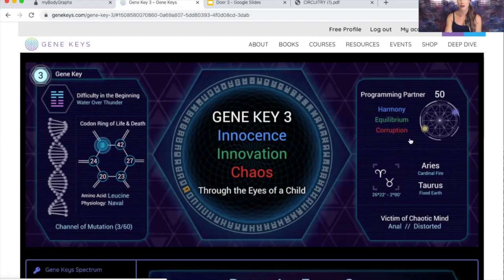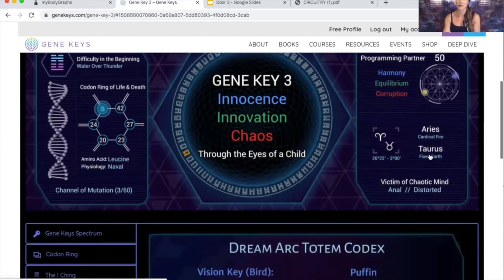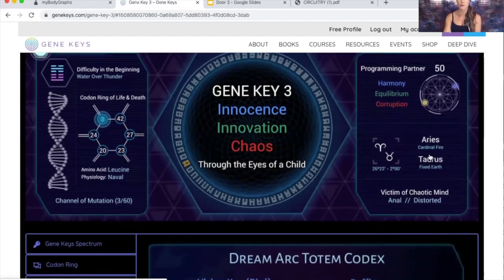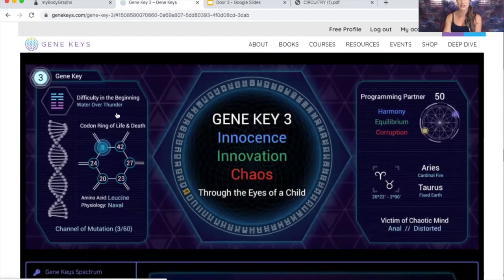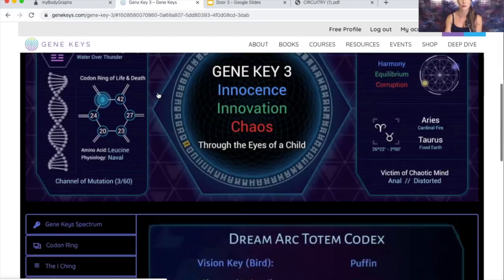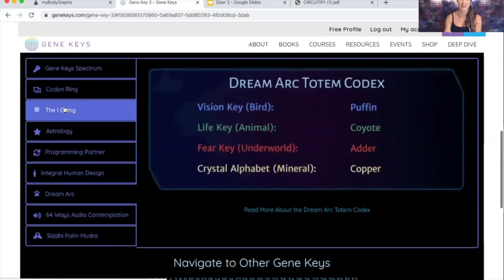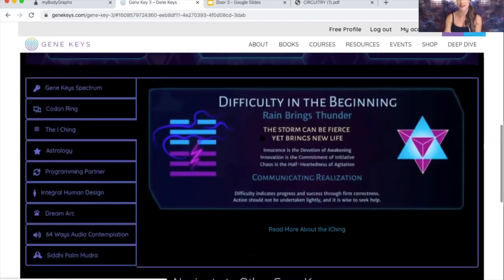This part of the cross will be as well in the activation sequence for the gene keys. If you're born this week and have the 3 as your life's work, you have 50 as your evolution. When we look into the I Ching of it, we see it's water over thunder. And I really like the way that this hexagram is explained.